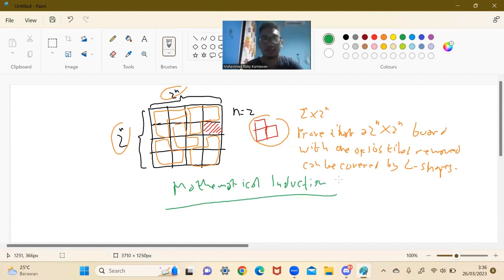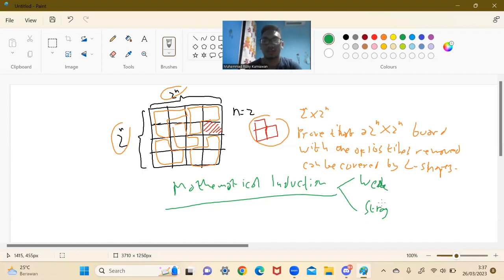How do you even apply mathematical induction to this? Well, it's not immediately obvious, but in case you don't know, I have to explain to you first what mathematical induction is. There are two types of mathematical induction: weak induction and strong induction.